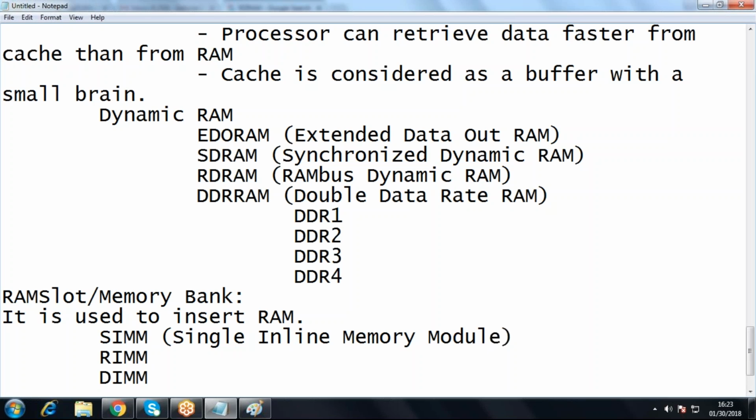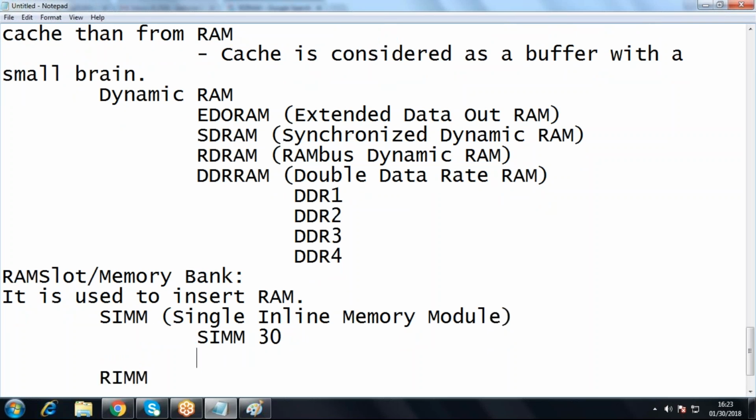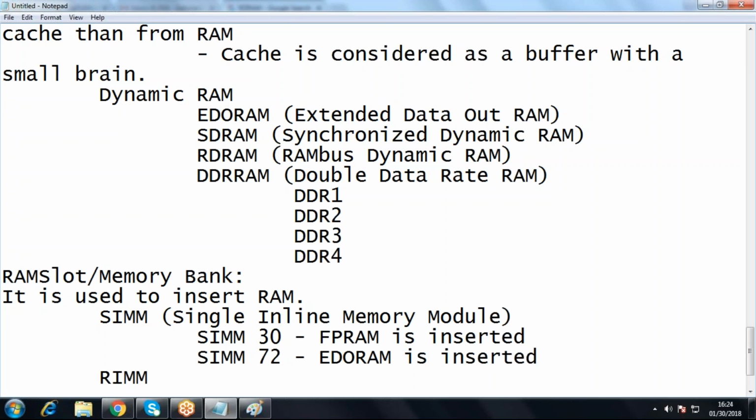Again in this, you're having SIM 30 and SIM 72. In SIM 30, FP RAM is inserted. In SIM 72, EDO RAM is inserted. FP RAM means fast processing RAM.